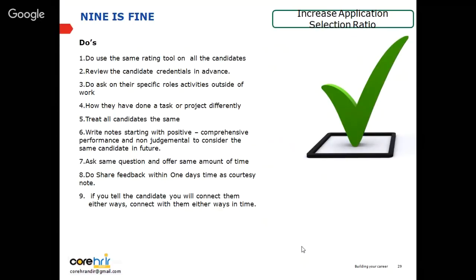You should be taking notes. The most important point here is that you should always start notes with positive comments about the candidate.